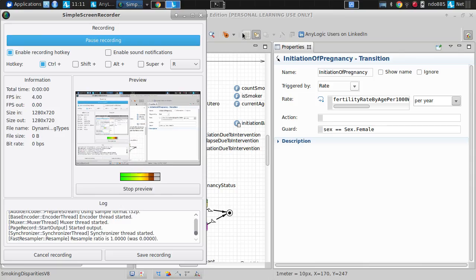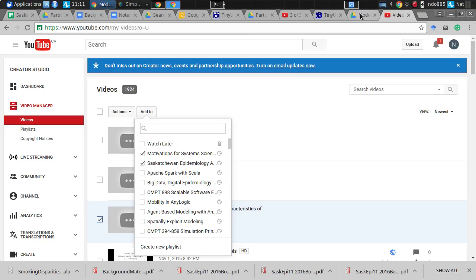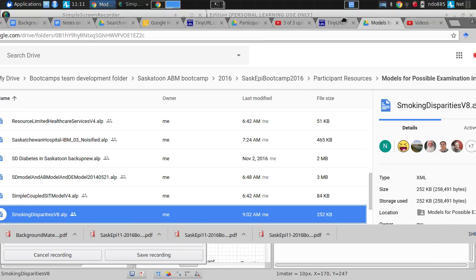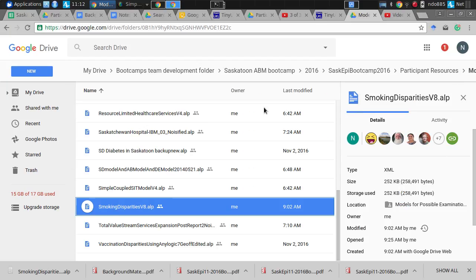In order to download, so we're going to download some more models to talk about statistical modeling types. And to do that, we're going to go to that folder that we were in before, that participant resources and these models for possible examination in class. Last time, we downloaded only one of them. This time, we're going to download a set of them, okay?